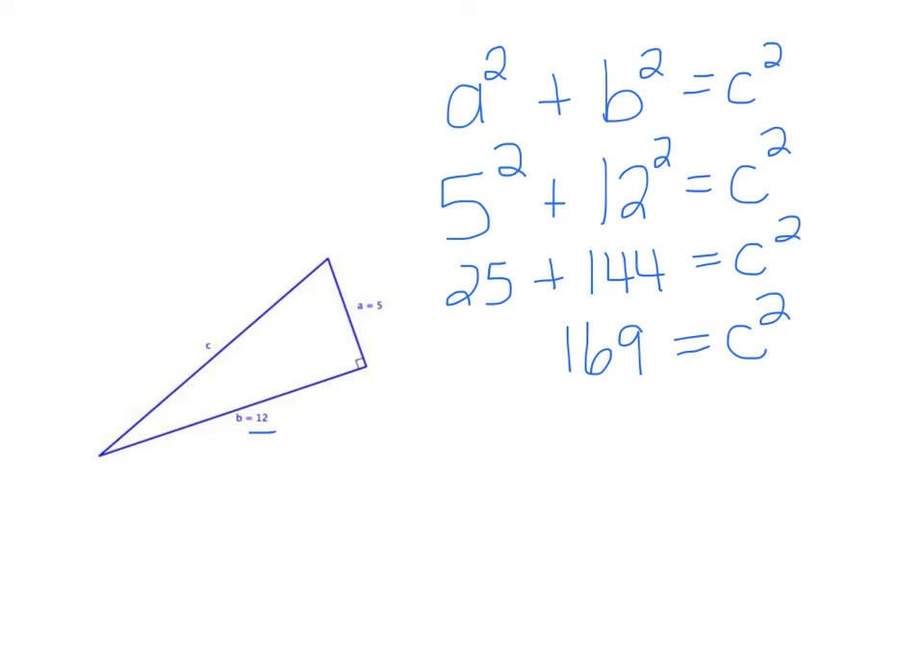In order to get rid of a squared, like the c squared, we're going to do the opposite, which is square root. So c is equal to the square root of 169, which is 13. So the third side of my triangle is 13.